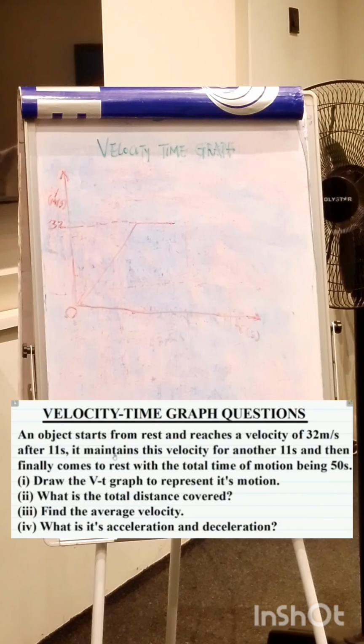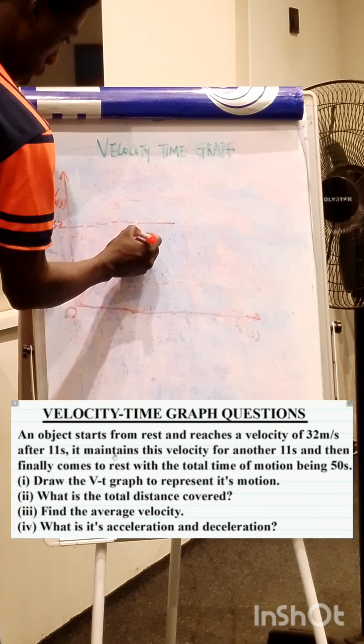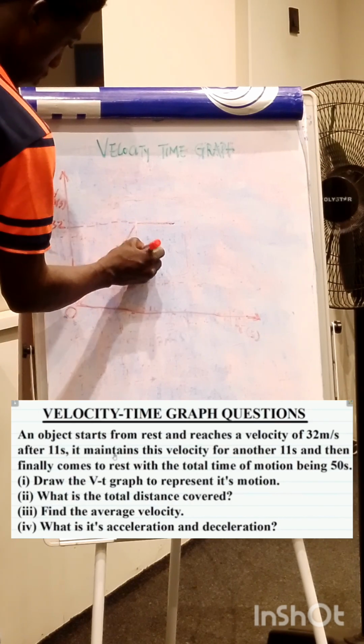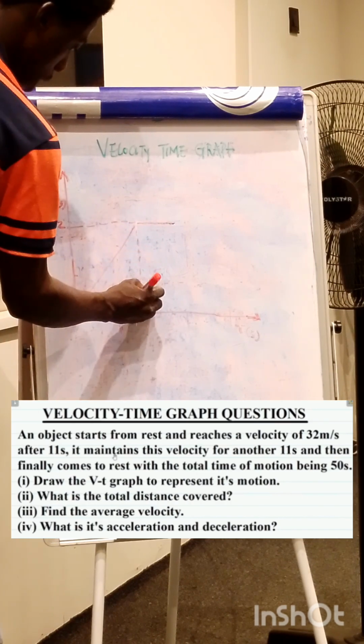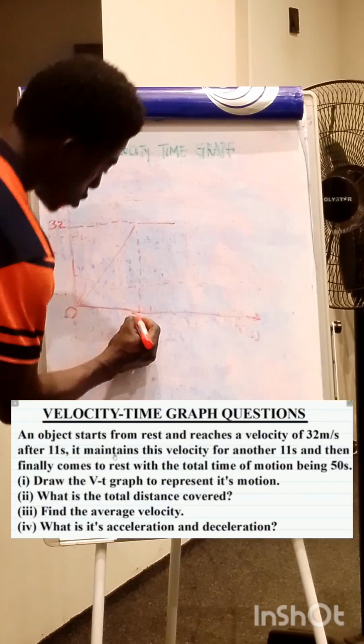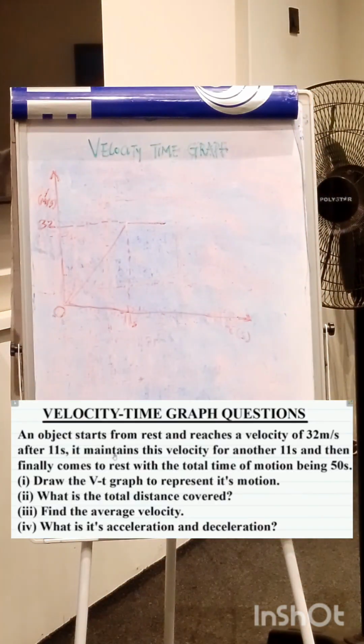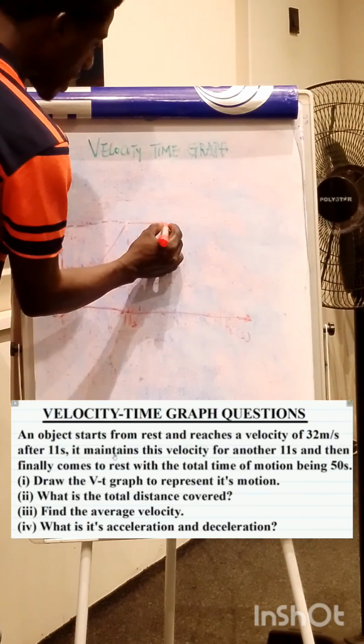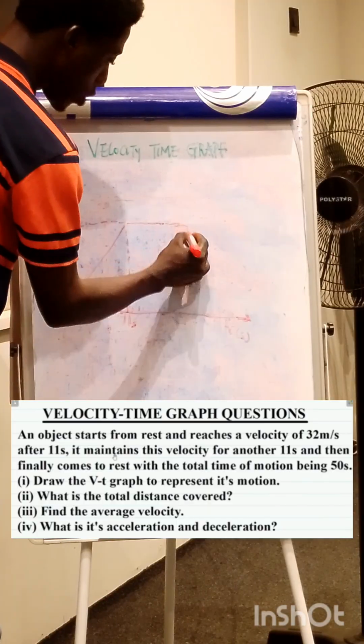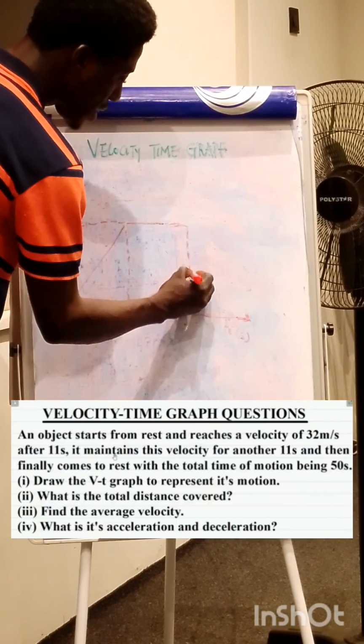So like it said, it reaches a velocity of 32 meters per second after 11 seconds. Don't forget to add the time now. I already forgot before. So 11 seconds, so your 11 will be here. Now it says it maintains this velocity for another 11 seconds. So it's actually maintaining that velocity again for another 11.